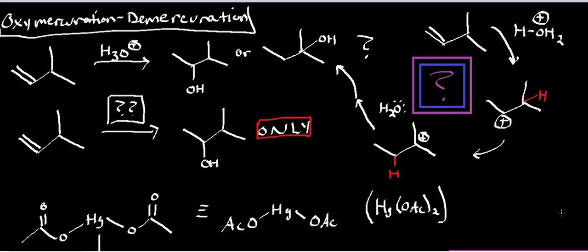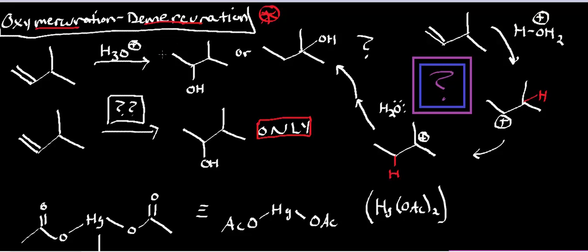Welcome back to the playlist on alkene additions in organic chemistry. In this video, we're going to discuss a very useful reaction known as oxymercuration demercuration. Now, in the name of this, you see that it's probably going to involve mercury. And in fact, mercury is one of the driving forces for why this reaction is so useful.